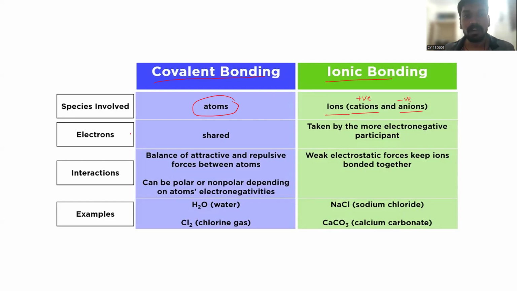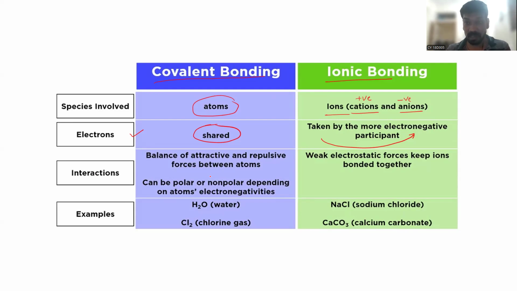Now we are going to cover how the electrons are distributed in covalent bonding and ionic bonding. In covalent compounds, electrons are equally shared between two elements, both of which are nonmetals, which we will cover later. But in ionic bonding, electrons are transferred from metals to non-metals. That's why metals have a positive charge and non-metals have a negative charge, and this transfer of electrons leads to ionic bonding.